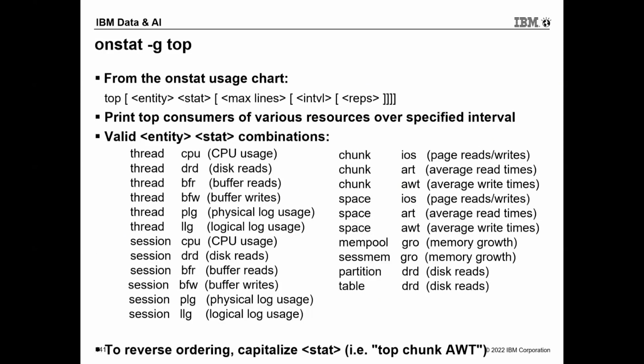And if you want to reverse your ordering, you capitalize the word with the value of whatever is placed in the stat field. So top chunk AWT in capital letters, for example. One of the things that's important about this, a little bit of a change, is that the -r option doesn't necessarily work with this command. So you have to use the reps field instead, the last column over.